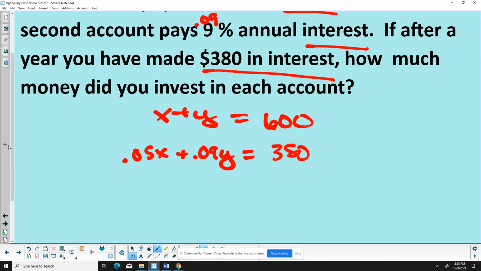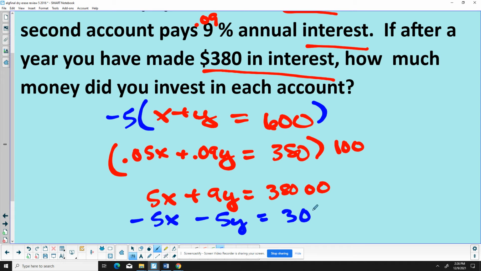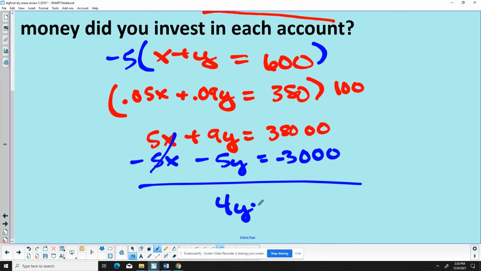6,000. So again, I think I'm going to multiply by 100 to lose the decimals. So that's 5x plus 9y equals 380 with 2 extra zeros. And then I'm going to multiply by -5 again so I can cancel out the x's. So the 5x's cancel, and that's 4y equals 8,000. Oh, I think it's more than that. 38,000 minus 30,000. 8,000. Oh, I'm way off.